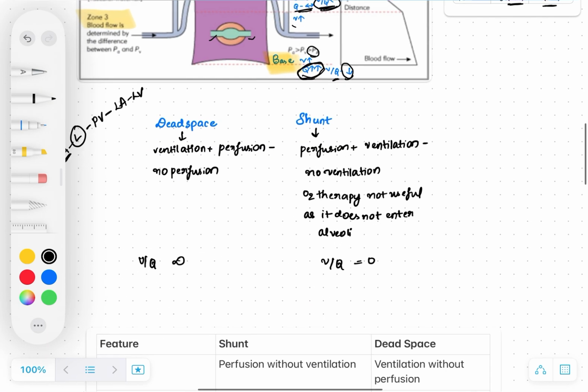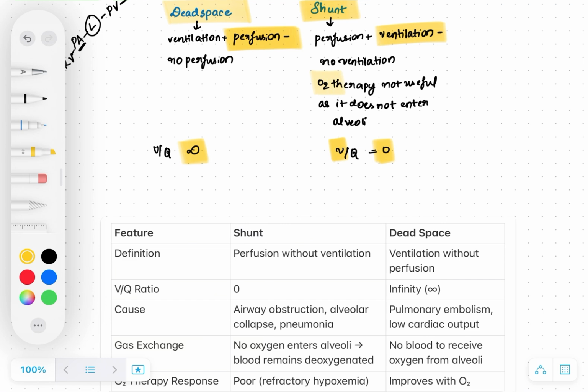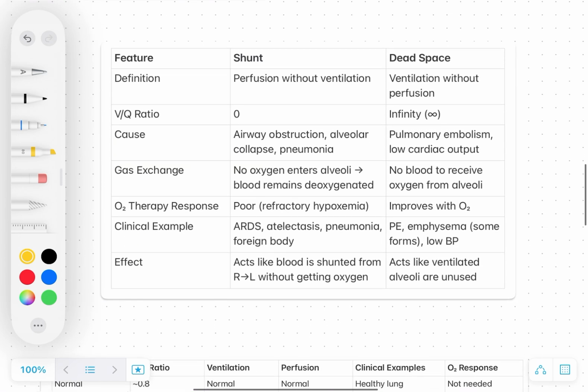Coming to the concept of dead space and shunt. Whenever there is absence of perfusion, it is dead space. Whenever there is absence of ventilation, it is shunt. So in dead space, the perfusion is 0, so the V by Q ratio will be infinity. In shunt, the ventilation, the numerator value, is 0, so the V by Q ratio will be 0. In cases of shunt, oxygen therapy is not useful as it does not enter the alveoli. So the V by Q ratio is 0 in shunt and infinity in dead space. There will be no ventilation in shunt, and no perfusion in dead space.